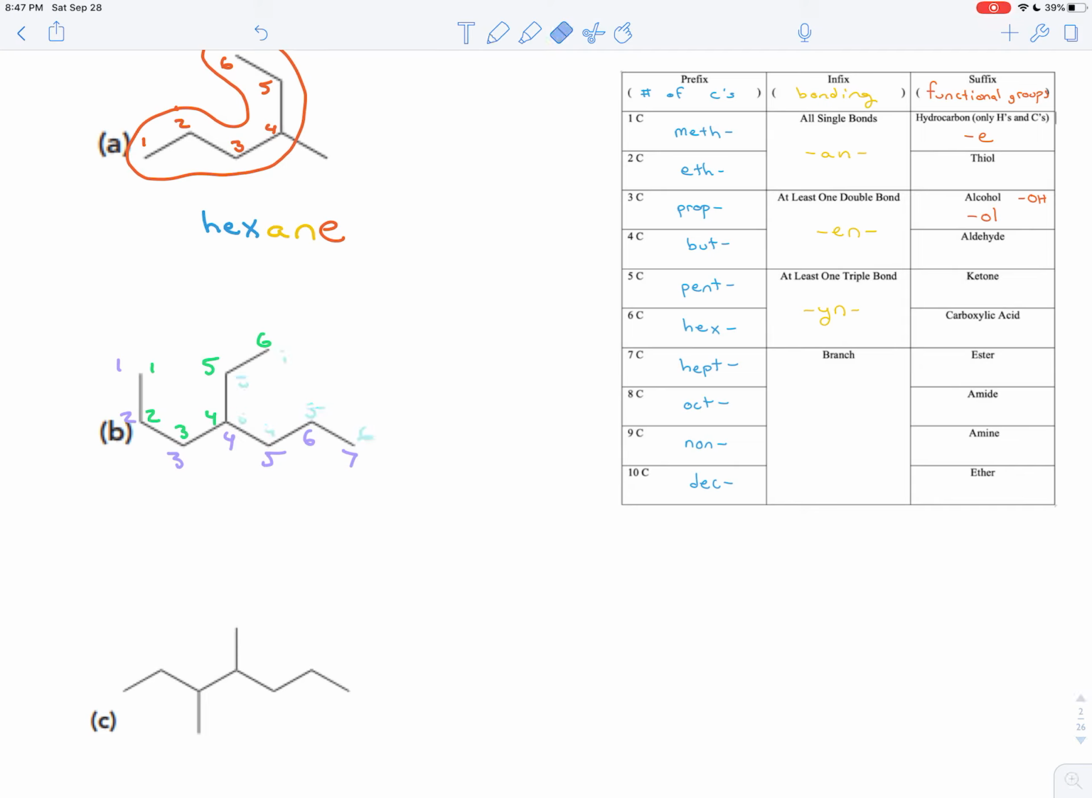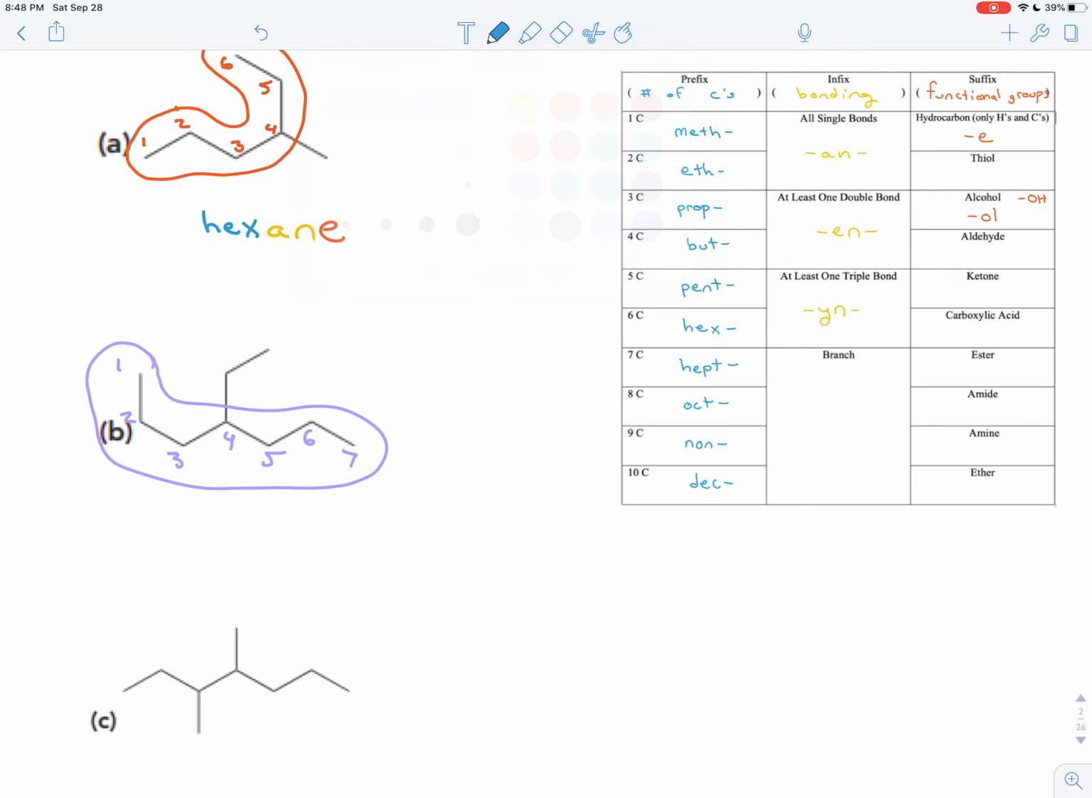So the longest carbon chain you can find without going backwards or lifting up your pencil, that's the parent chain. I encourage you to circle that. And we'll name that as if there were no branches on it. In a future exercise, we'll talk about how to name those branches. But for now, let's just name this.